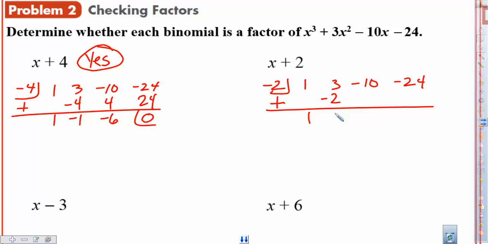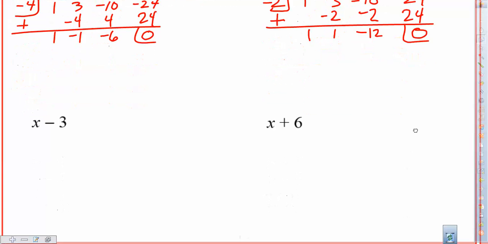3 plus negative 2 makes a 1. It's negative 2, negative 12. That would be 24. Add that up. Hey, guess what? X plus 2, you're also a factor. Let's look at the other guys.